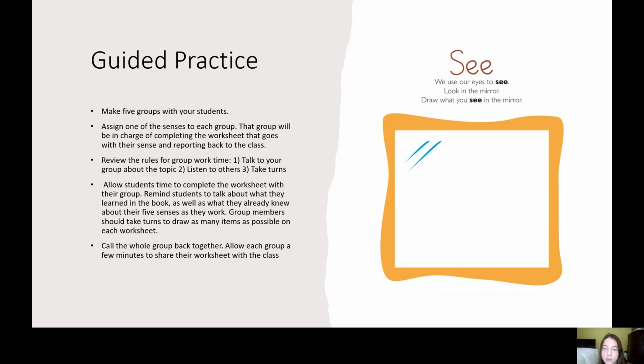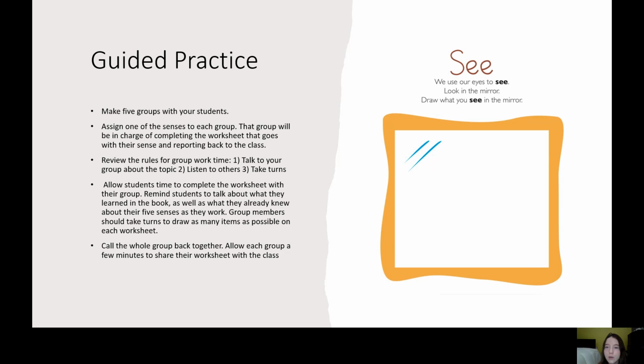Allow students time to complete the worksheet with their group. Remind students to talk about what they learned in the book, as well as what they already knew about their five senses as they work. Group members should take turns to draw as many items as possible on each worksheet. Call the whole group back together and allow each group a few minutes to share their worksheet with the class.